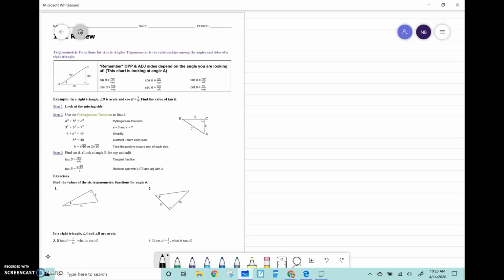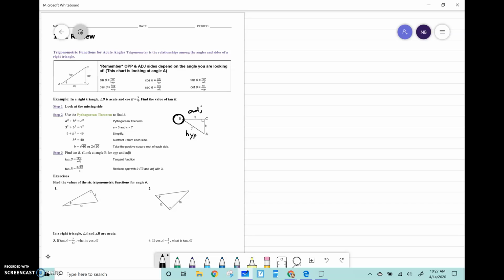So if we look at example 1: in a right triangle, angle B is acute, and cosine of B equals 3 over 7. Find the value of tangent B. What they're doing here is giving you that the cosine of angle B, which is this guy right here, is 3 over 7. So that lets me know I'm going to go up to this handy dandy chart I have, and the cosine is adjacent over hypotenuse. So that means 3 is my adjacent side, and the hypotenuse, of course, is 7.